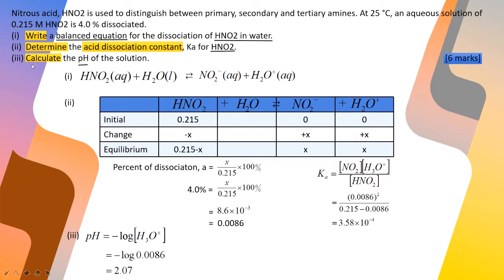Okay, the third question is: calculate the pH of the solution. So the keyword over here is calculate pH. To find the pH, we will use the log formula: negative log H3O plus. So negative log 0.0086, we will get 2.07.